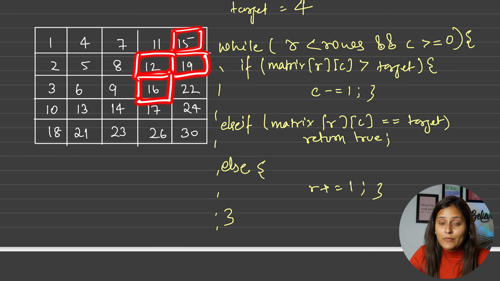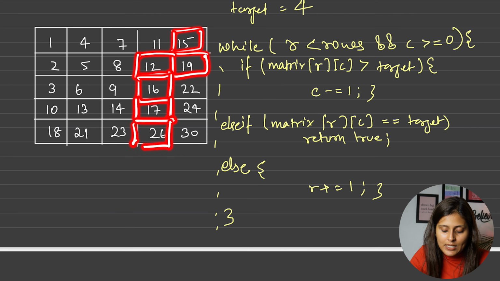Now again you will say that 16 is lesser. So you want a greater number. So again you will move downwards. Again 17 is lesser, move downwards. And now you will say yes, it is more. So I want smaller, so you will go left, and now you will find it.